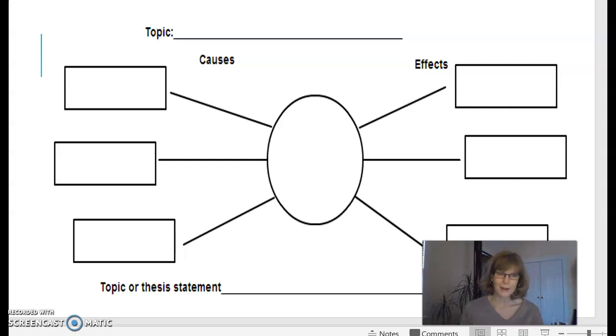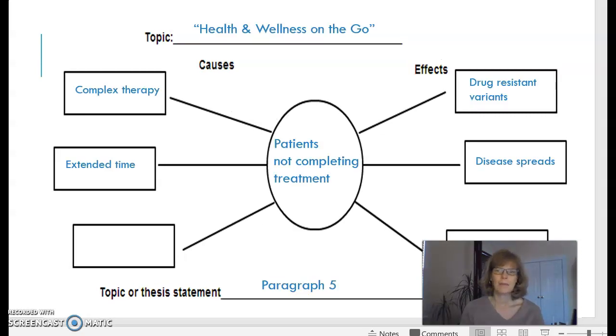But I could also use something like this to show causes and effects. If I put something there in the middle, like patients not completing their treatment. That was one problem, a specific problem they talked about. I think that was in paragraph 5 in Health and Wellness on the Go. And they talked about, why don't patients complete their treatment? It's because of the complex therapy, the extended time. And what are the effects? Drug-resistant variants come up. The disease more easily spreads. And so I can take notes here looking at causes and effects.